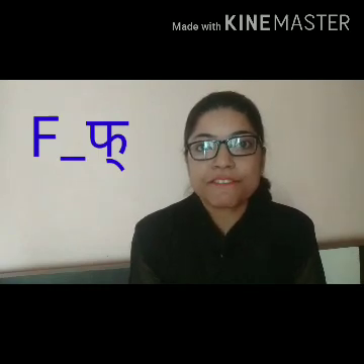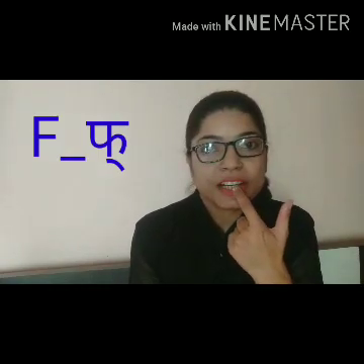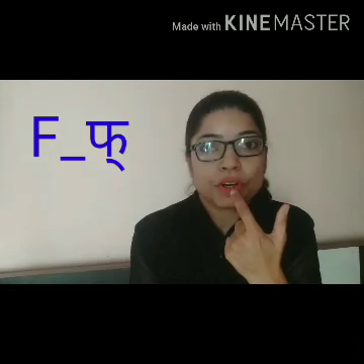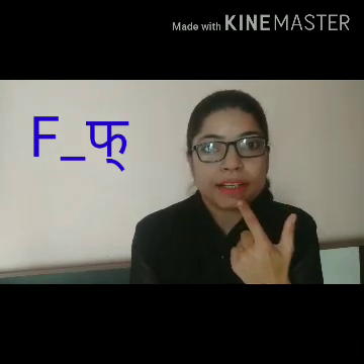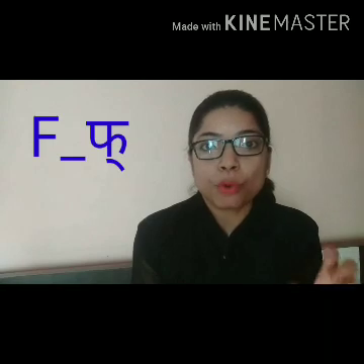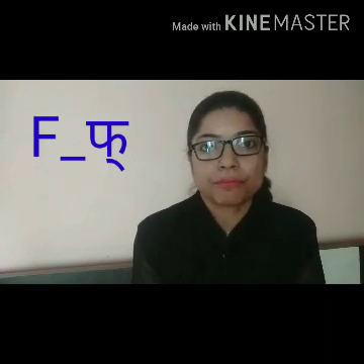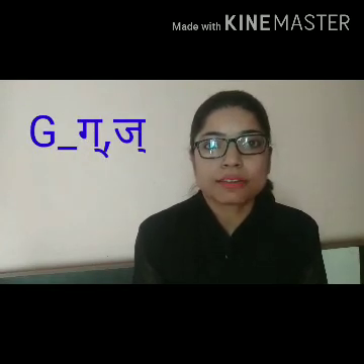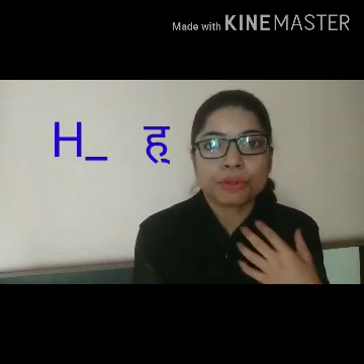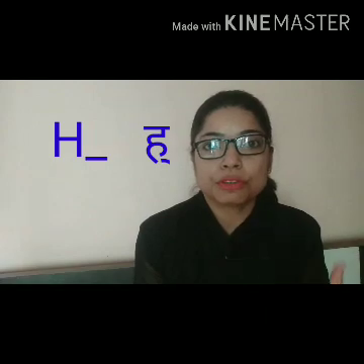Touch your teeth of the upper jaw to the lower lip like this and blow air. G says g. H says h. Blow your air through your throat. H says h. I says e.